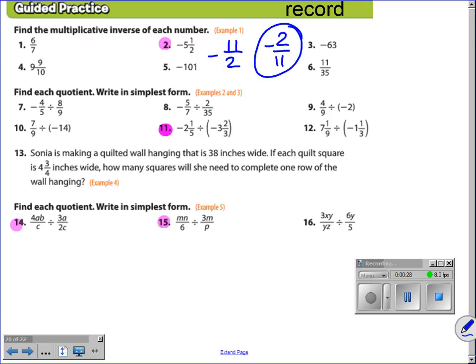The next section, to solve this division problem, what do you first have to do to both numbers? They're both mixed numbers, so change them into improper fractions. So we're going to go ahead and do number 11 down here. 5 times 2 is 10, plus 1 is 11 fifths, and it was a negative. Divided by 3 times 3 is 9, plus 2 is 11 thirds, and this is negative.